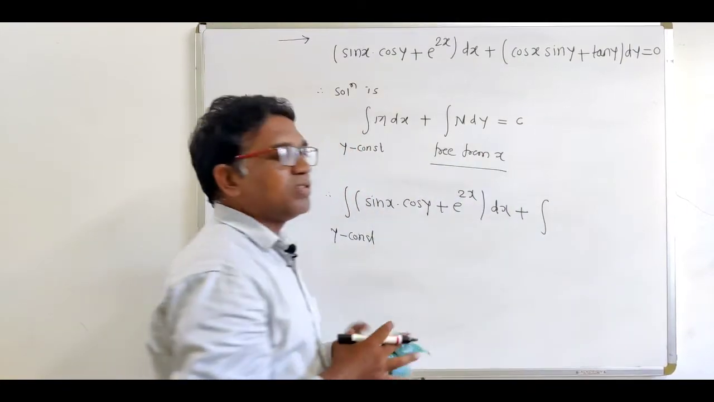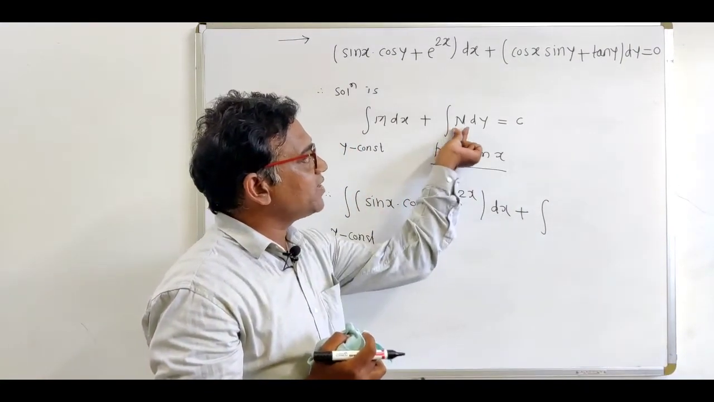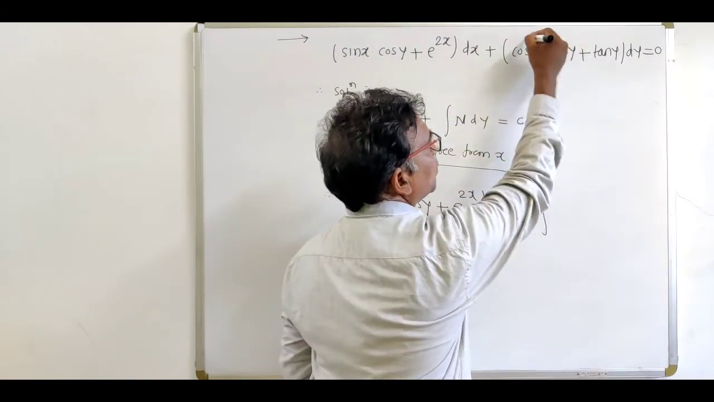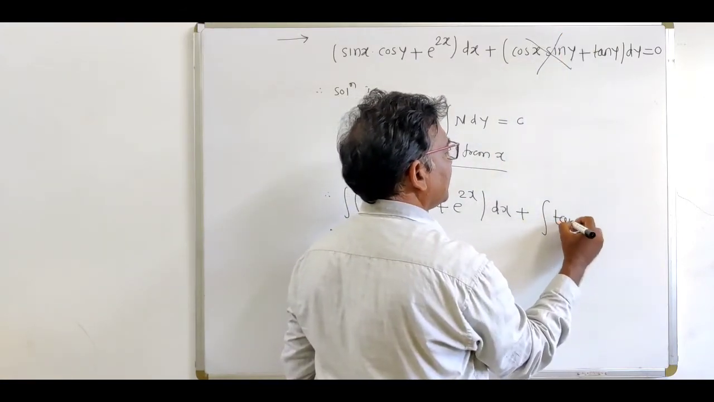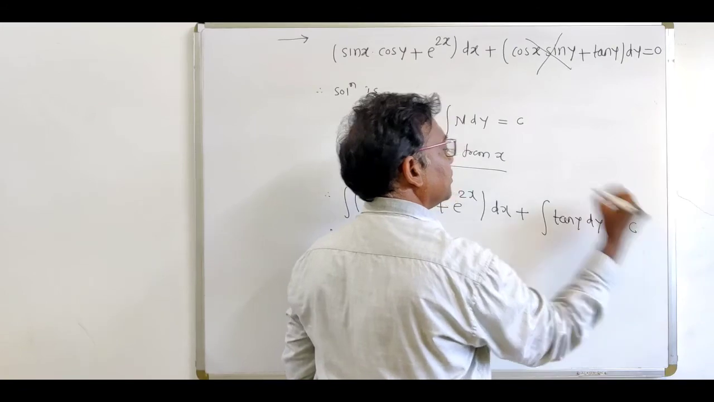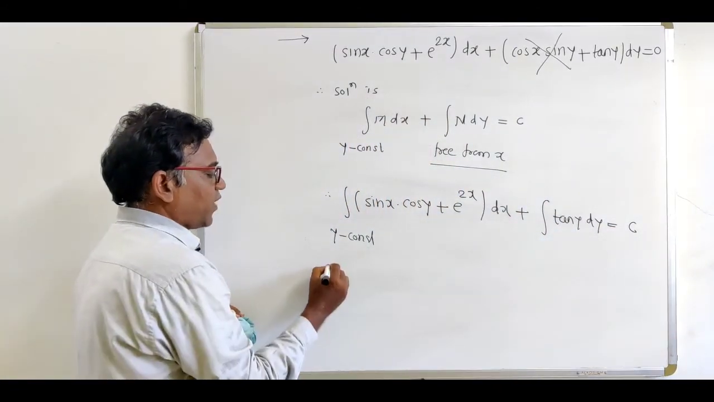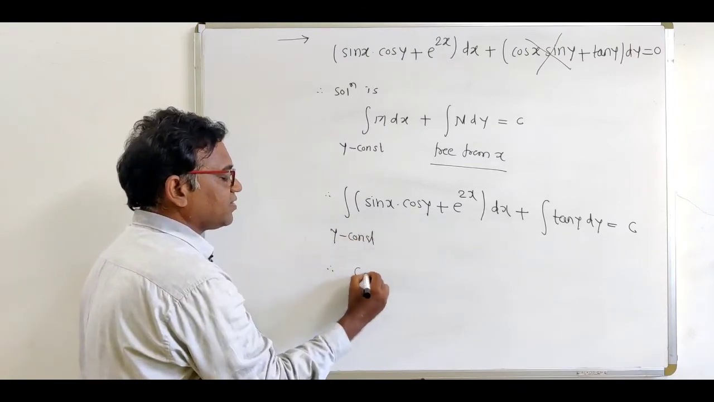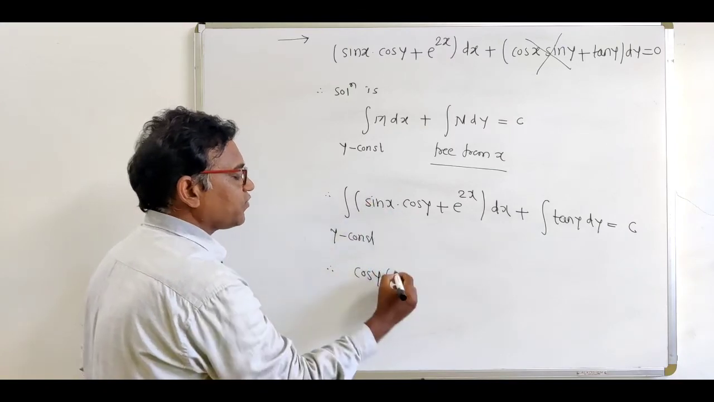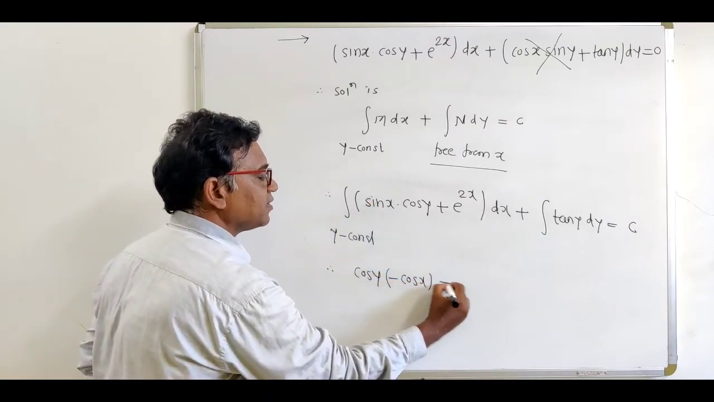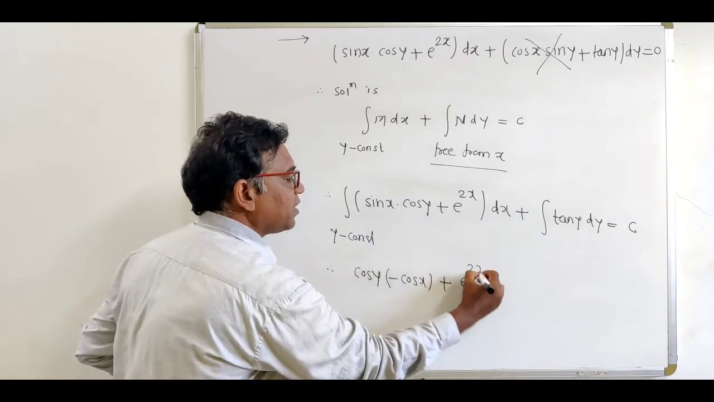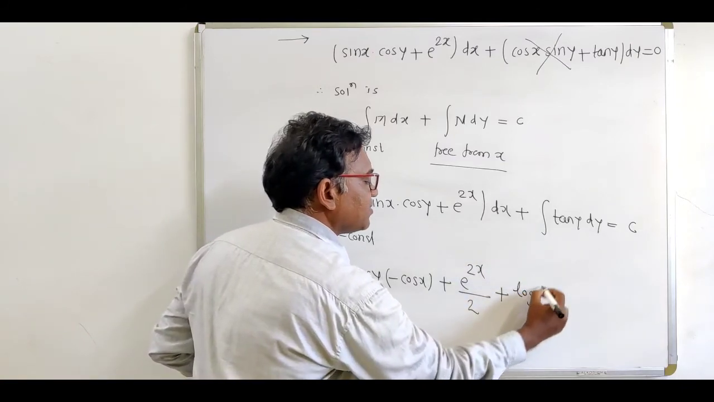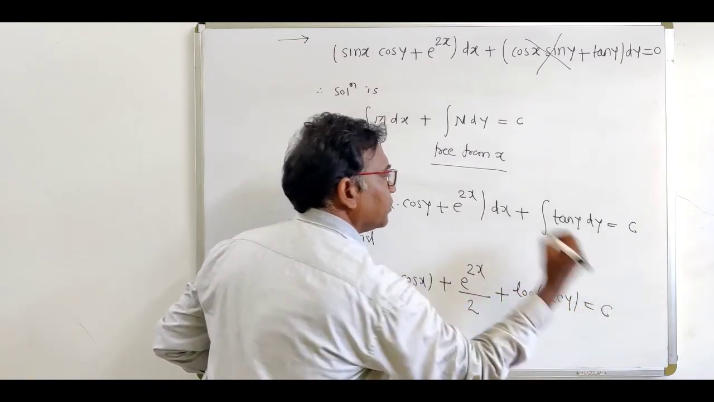Plus integral. Now for this second integral, what is the condition? We have to write those terms from N which are free from x. The first term contains x, so don't write it. So just write tan y dy equal to c. So just find this integration. y is constant, so cos y is constant. The integration of sin x is minus cos x. The integration of the exponential term is e raised to 2x upon 2, plus the integration of tan y, which is log sec y, equal to c.